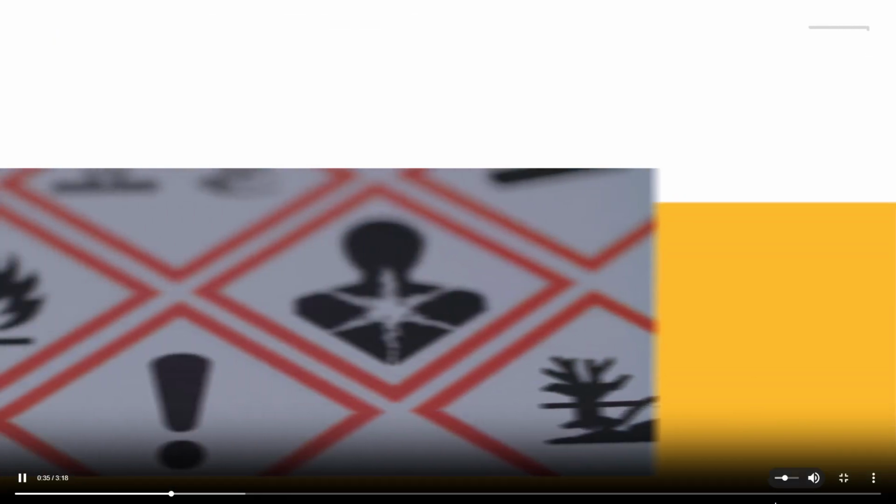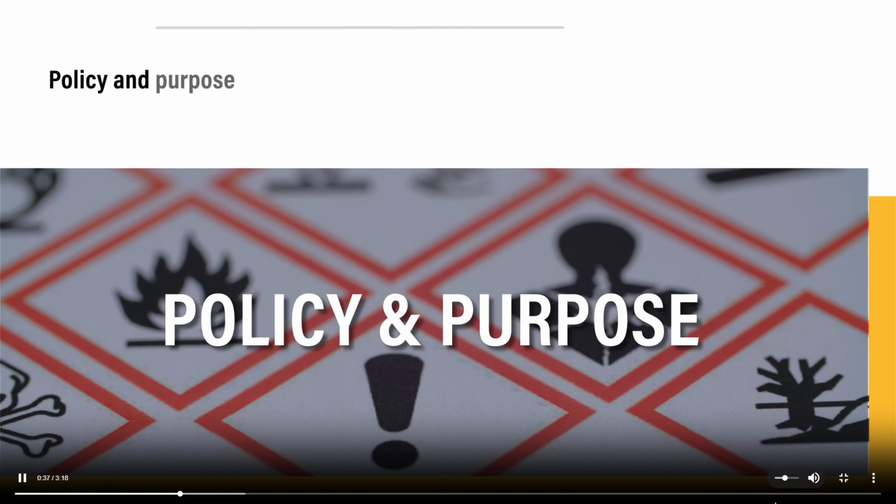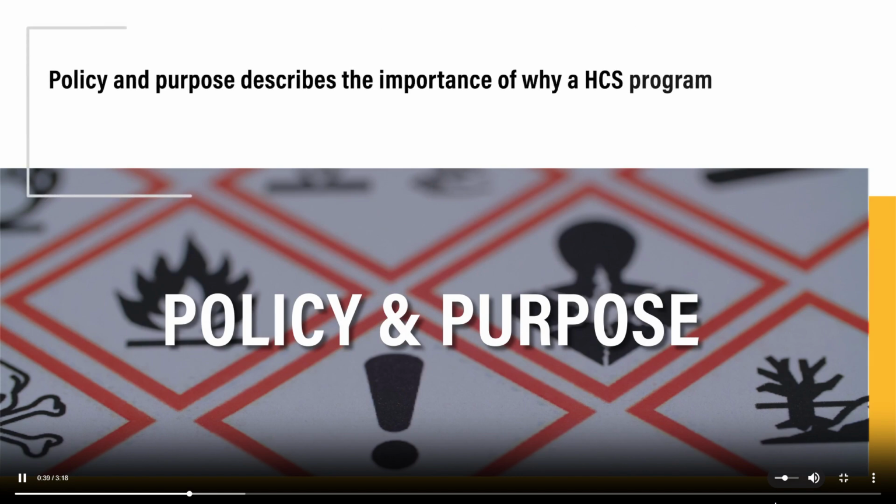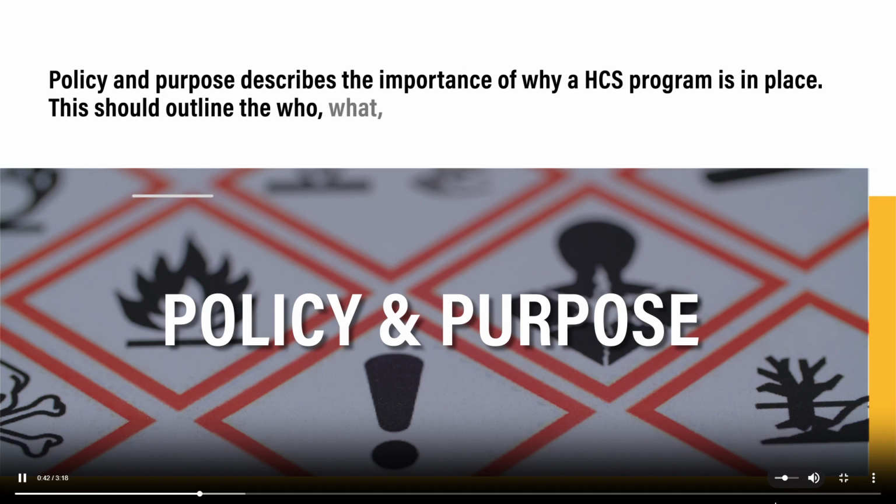Beginning with policy and purpose. Policy and purpose describes the importance of why a HCS program is in place. This should outline the who, what, when, where, and why of the HCS program.